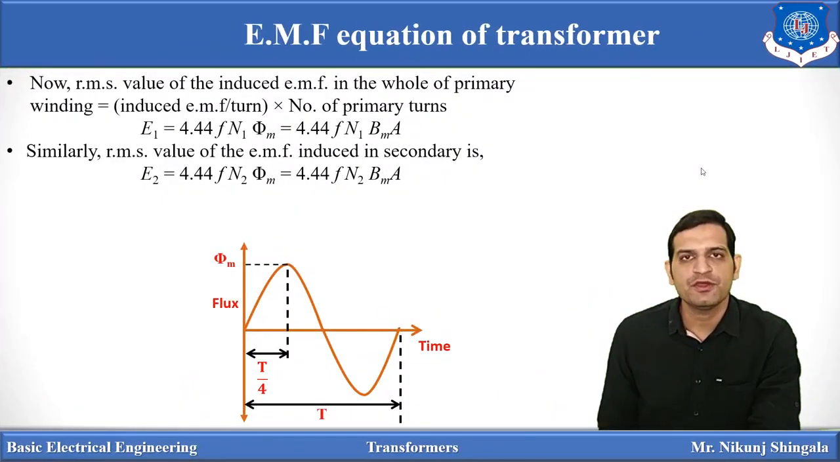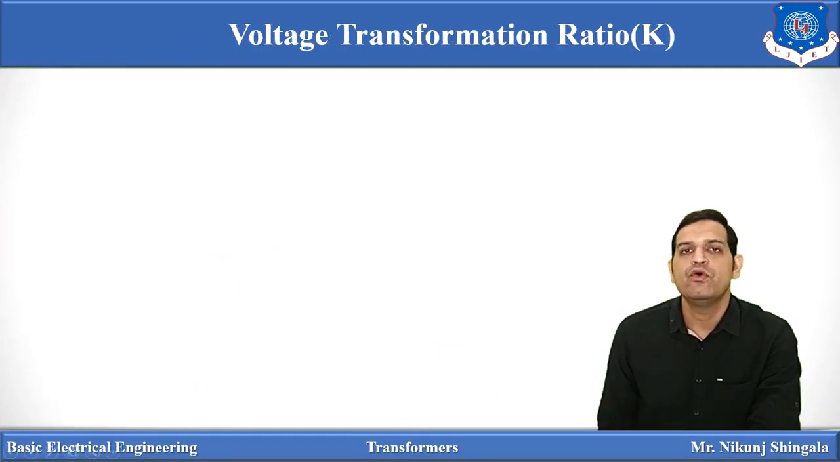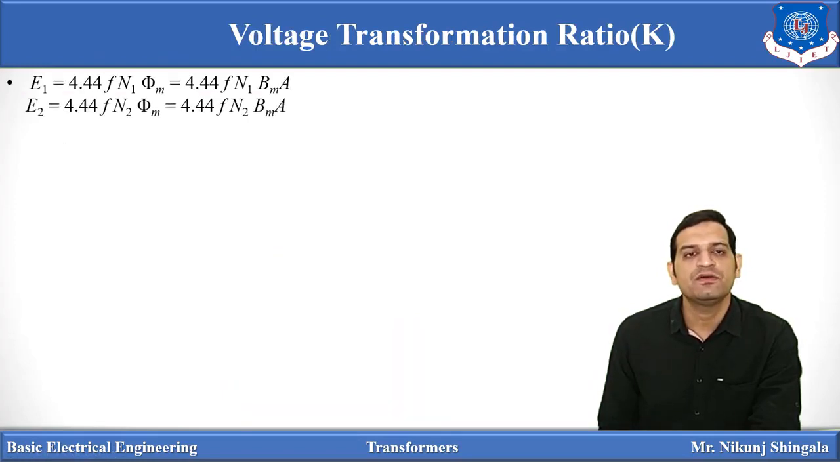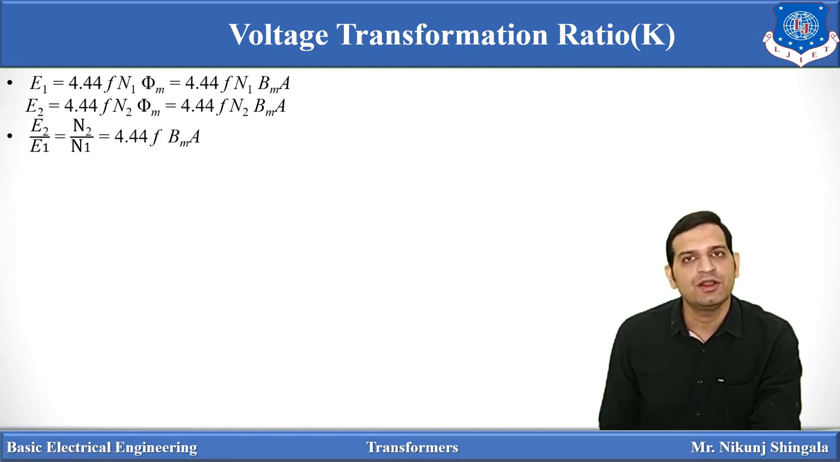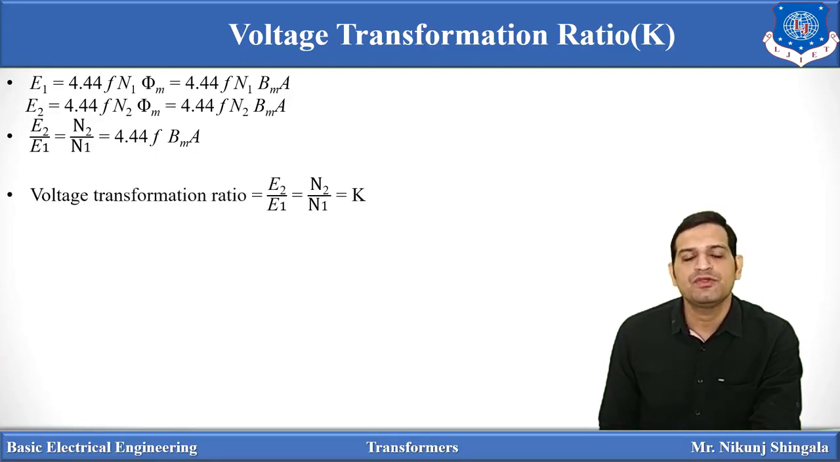Now using this expression of E1 and E2, let us define voltage transformation ratio, that is denoted by K. Now these are the expressions of E1 and E2 that we have already derived. Now if we take the ratio of E2 and E1, we get E2 by E1 is equal to N2 by N1 is equal to 4.44 f Bm A. That is a constant ratio, that is a constant value. So voltage transformation ratio is given by E2 by E1 is equal to N2 by N1 is equal to K.